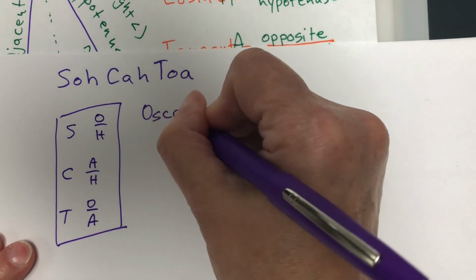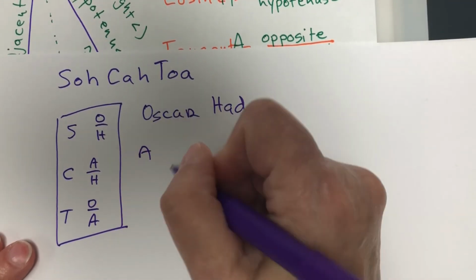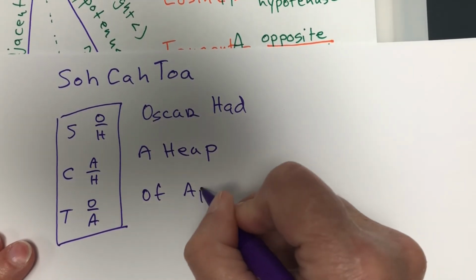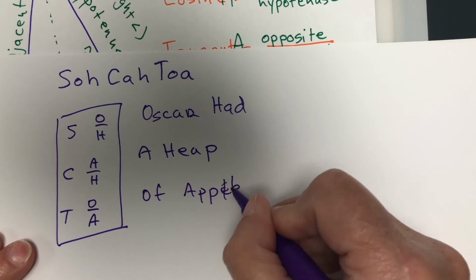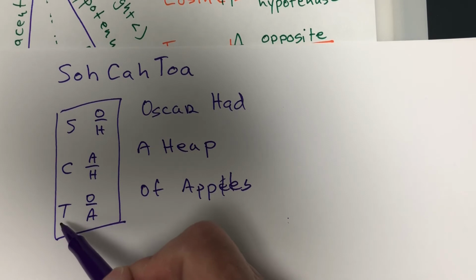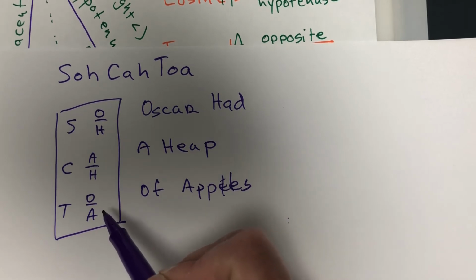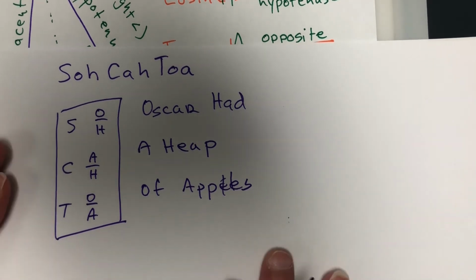Oscar had a heap of apples. Whatever. Y'all know I can't spell, right? Oscar had a heap of apples. Okay, so sine, cosine, tangent, it's always in that order. Oscar had a heap of apples. That gets the table set up for me. Okay, so that one, fairly popular. If you can spell apples, but it doesn't matter.